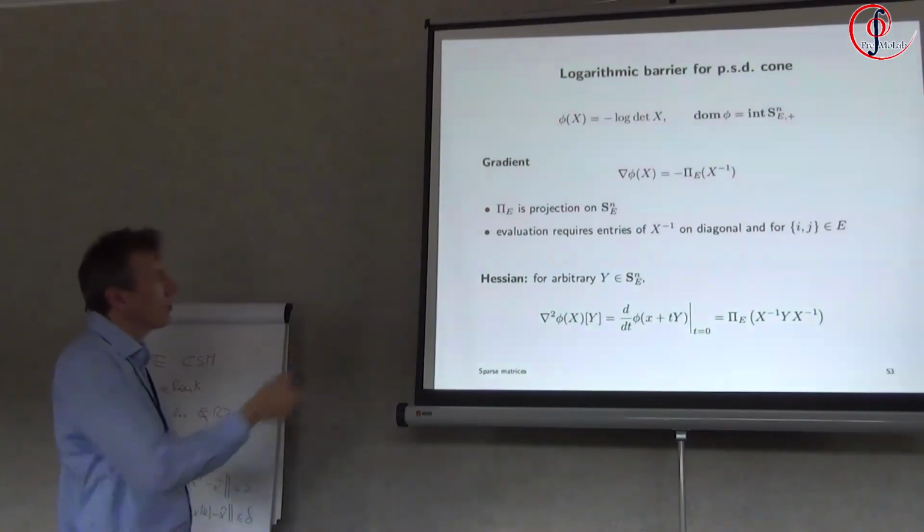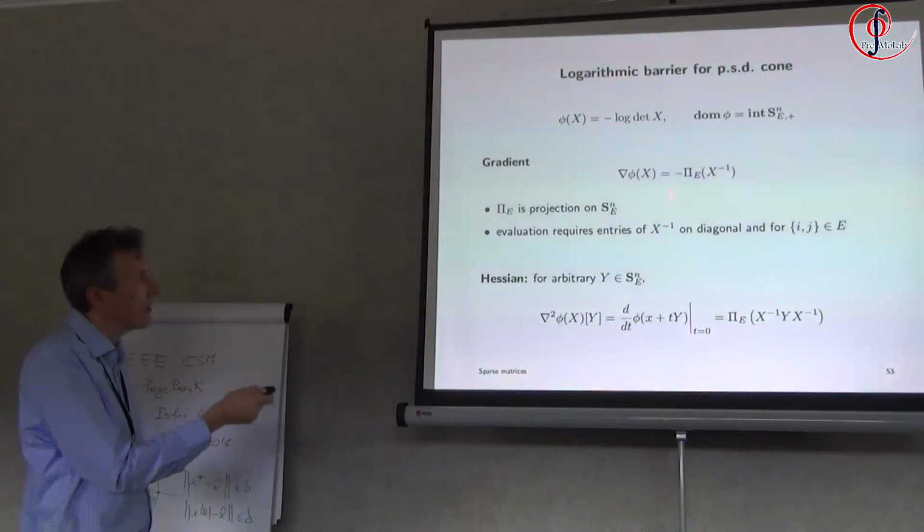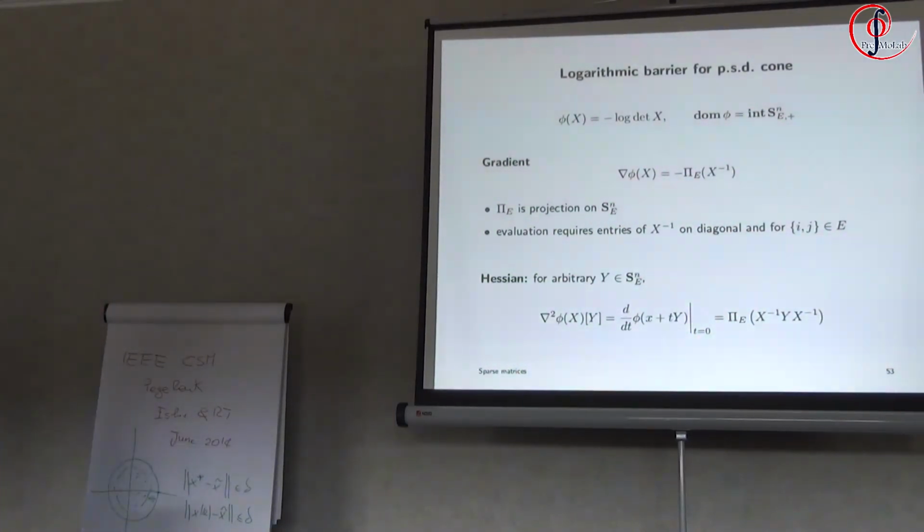So in general, the gradient of that barrier on the full space of non-symmetric matrices is just minus x inverse, but here you project it on the sparsity pattern if you work in this restricted space. So that's the first question. To evaluate the gradients efficiently, we have to be able to answer that question.